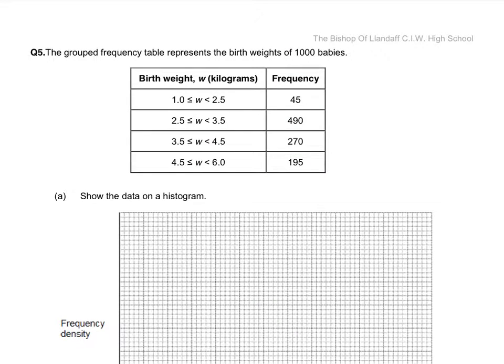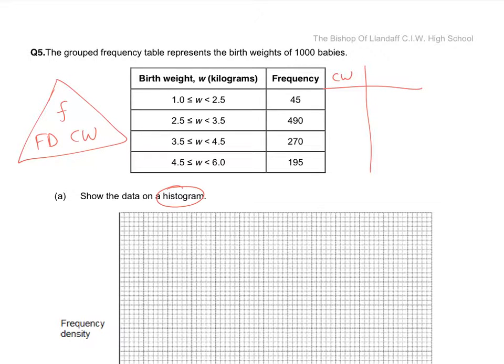Okay, so this question said the word histogram. As soon as you see that word histogram, I want you to be writing this triangle, FD, CW, and F. Now you need to go and create columns by the side. One called class width and one called frequency density.